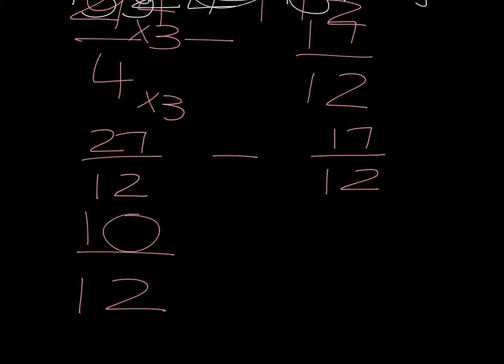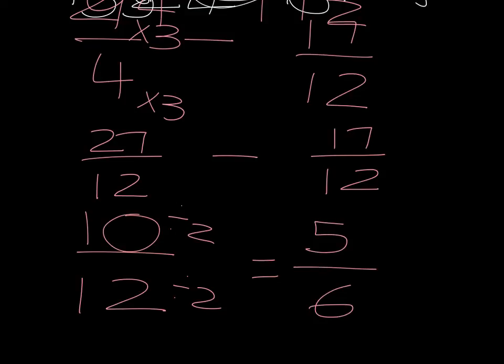But now we can simplify this, and we want to get the best possible result we can. So what goes into 10 that also goes into 12? Well, they're both even, so we could divide them by 2. Okay, so if we divide that by 2, we've got to divide that by 2. So 10 divided by 2 is 5, and 12 divided by 2 is 6. And we can't do anything more with that. So our answer is 5 over 6.